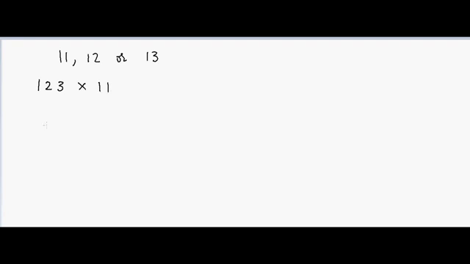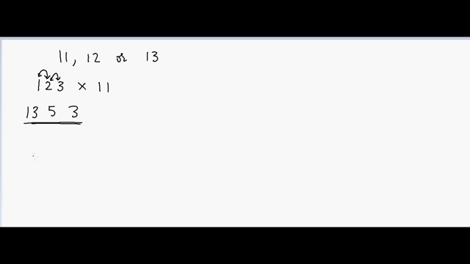In that case, first I'll just take the last terms, so I'll say 1 and then I'll say 3 here, and then I'll add 1 and 2 together. If I add 1 and 2 together, that will be equal to 3, and then I'll add 2 and 3 together, that will be equal to 5. So my answer will be equal to 1353.